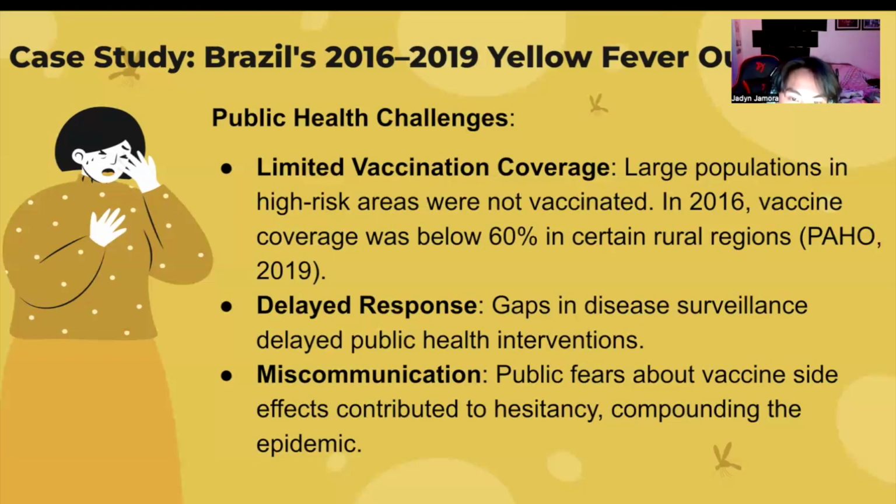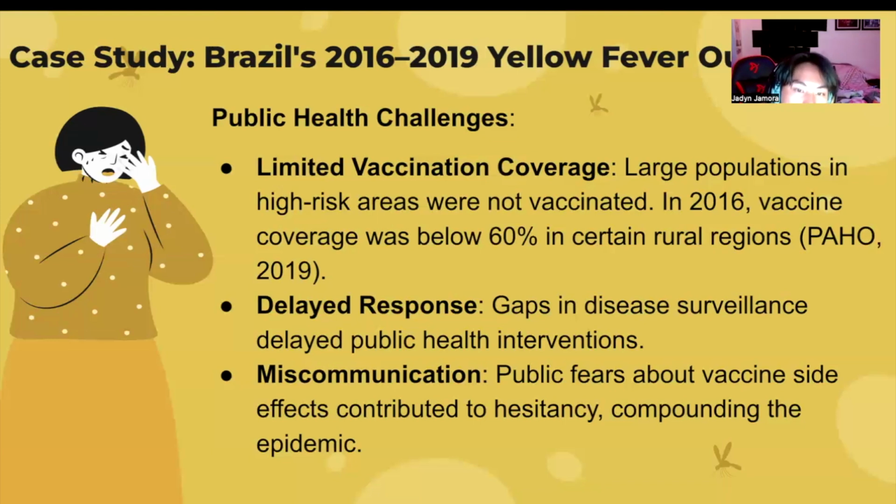Inefficiencies in disease surveillance systems contributed to delays in detecting outbreaks and in implementing timely interventions. These gaps included underreporting of cases, insufficient monitoring of vector populations, and a lack of integration between local and national health systems. Delayed responses to emerging cases allowed the virus to spread unchecked, making containment efforts more challenging and resource intensive.